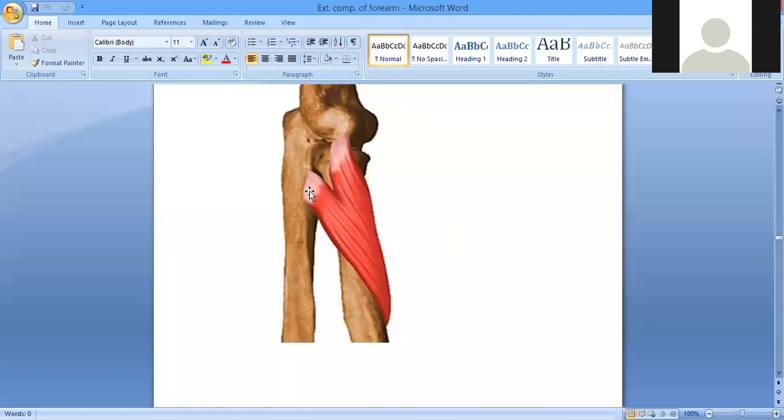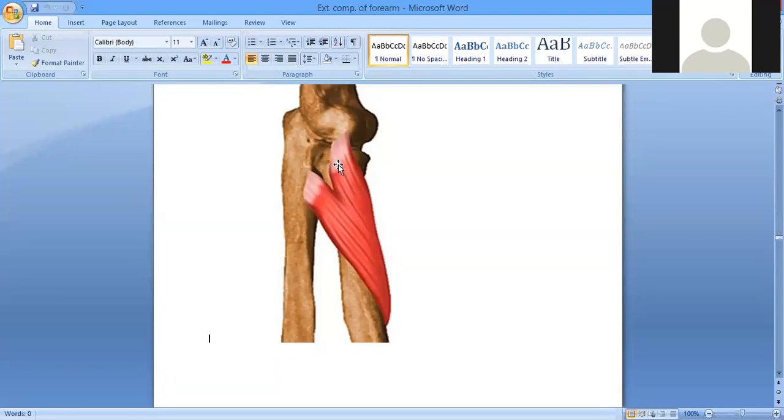the supinator crest. Does anyone remember what the supinator crest is? It is the ridge present on the upper lateral surface of the ulna, or you can say the upper part of the interosseous border of the ulna, right? This muscle also gets origin from the annular ligament of the proximal radioulnar joint.